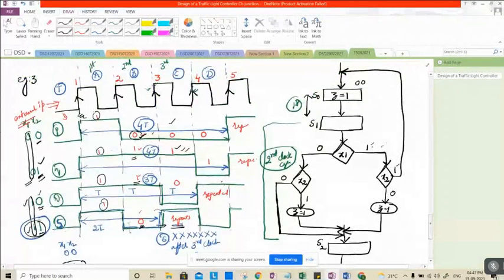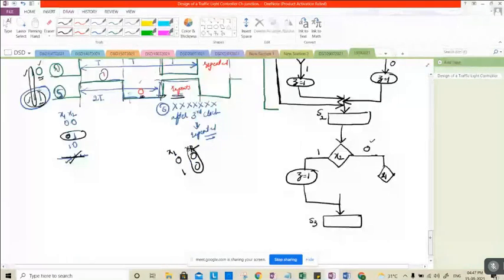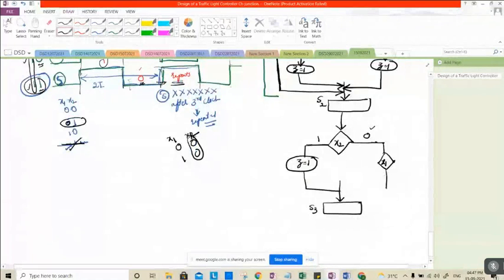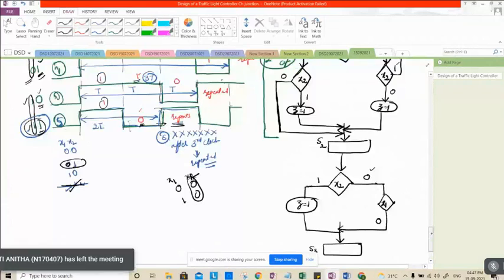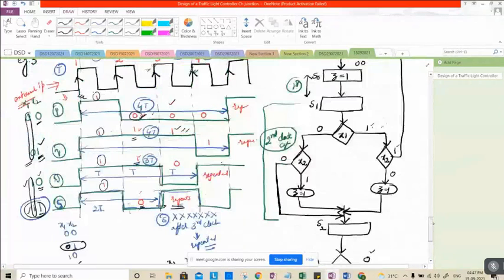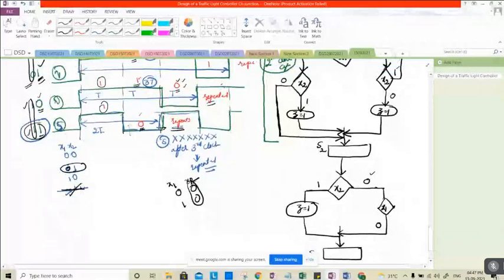0. If x1 is equal to 0, it moves on to the next state. Output is equal to 0. If x1 is equal to 1, what will happen? If x1 is equal to 1, output is equal to 0 only, but to the initial state.